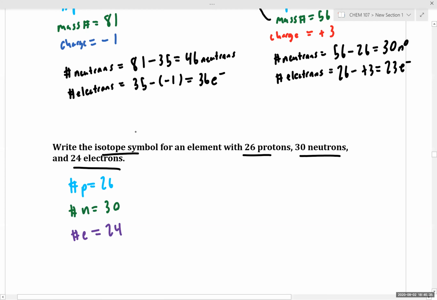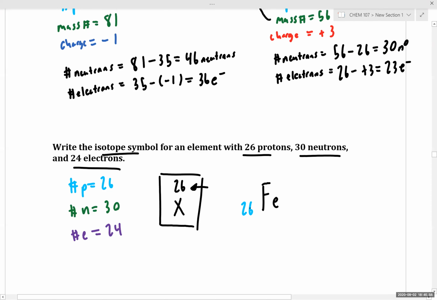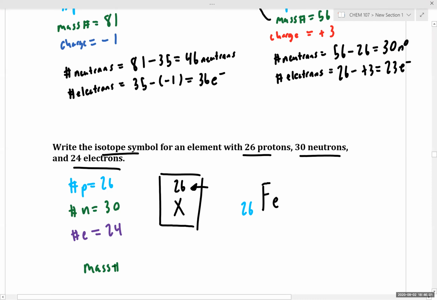Okay. So in writing the symbol, first things first, let's figure out what element we're dealing with. So what element has an atomic number of 26? Iron, okay, so we write our symbol. And then we can also write our atomic number, though that is slightly redundant. Now, our mass number is equal to the number of protons plus the number of neutrons, which in turn gives us 30 plus 26. That gives us a mass number of 56.